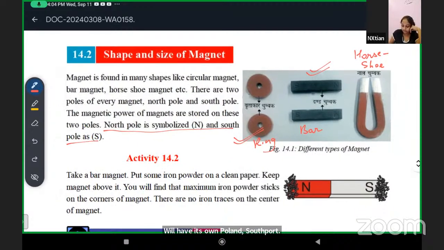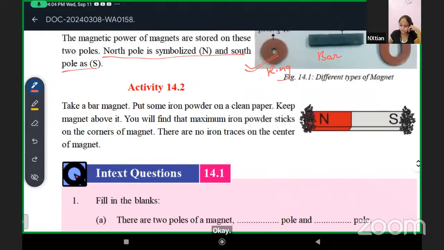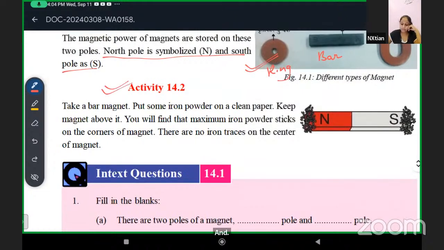And this we used to do when we were kids: take a bar magnet, put some iron powder on a clean paper, keep the magnet above it. You'll find maximum iron powder sticks on the corners of the magnet. There are no iron traces on the center of the magnet.